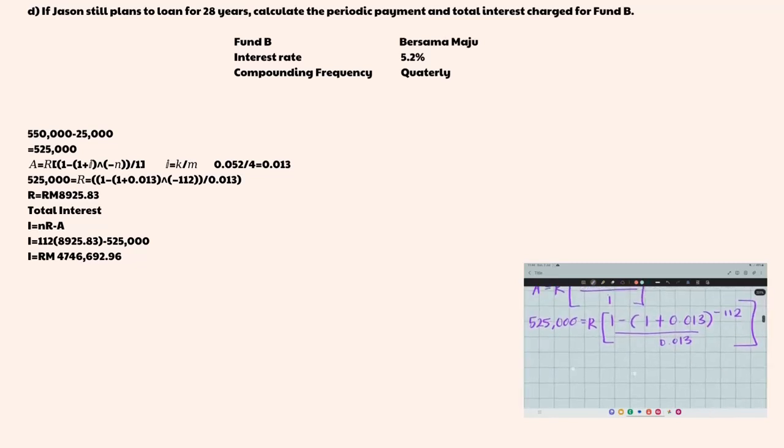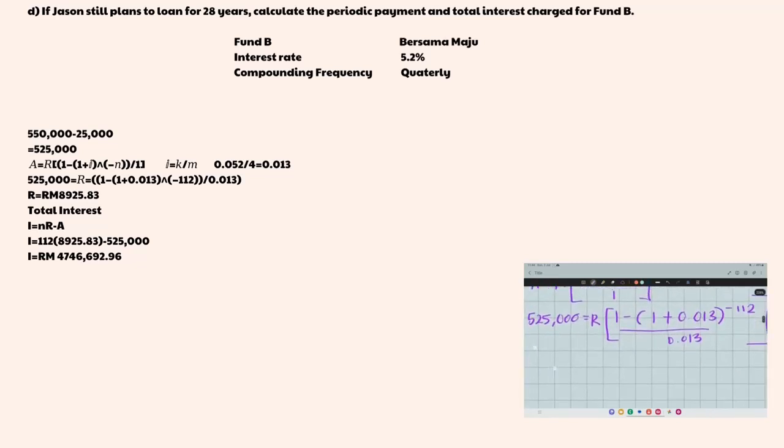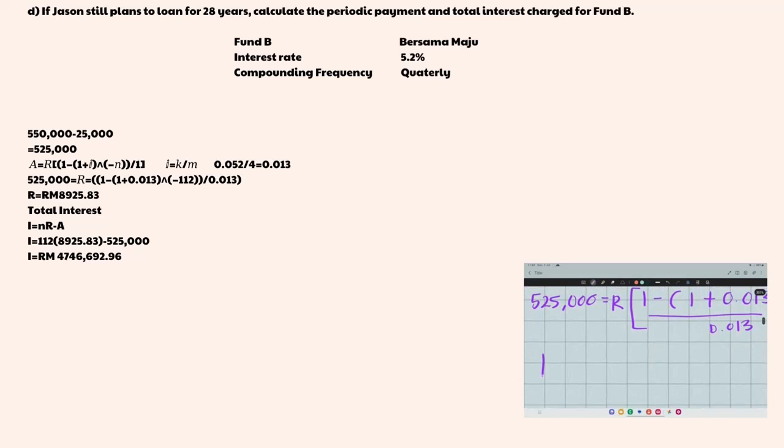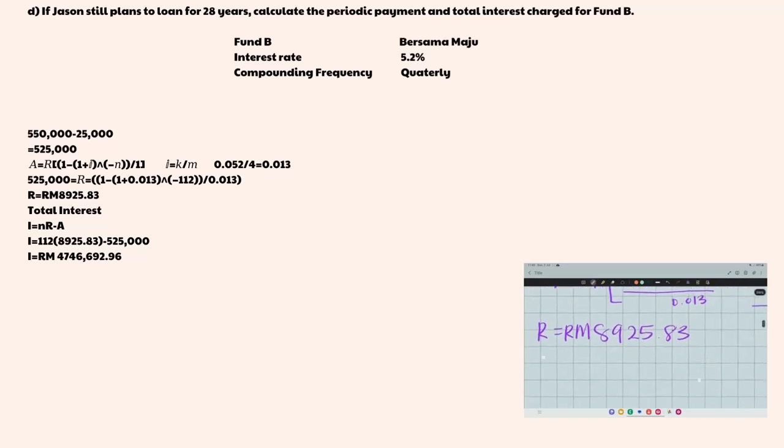So just use the solve function. So the answer is R, n equals 8925.183.